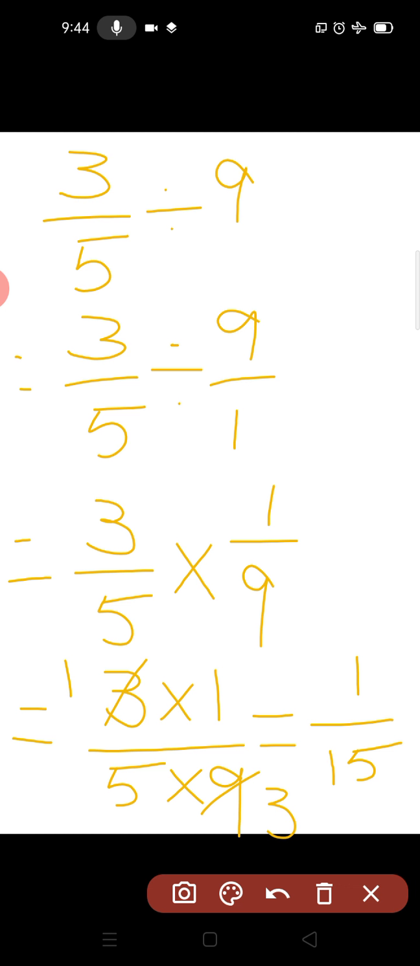Cancel out the common factors in the numerators and the denominators of both the fractions that are multiplied. Then only multiply the remaining numerators and denominators, numerator by numerator and denominator by denominator. Let us take one more example for this. 2 by 9 is a fraction divided by 10. Okay, 10 is a whole number.